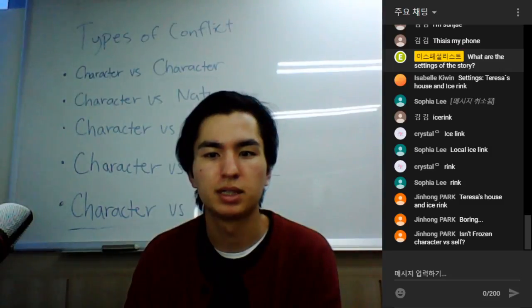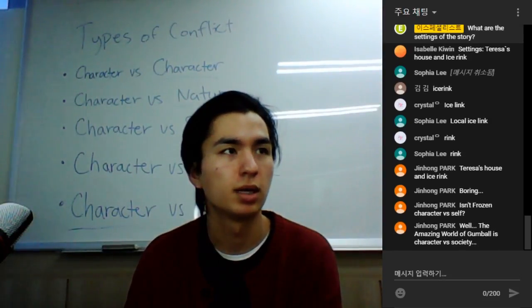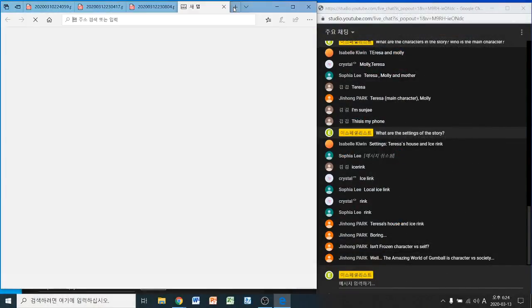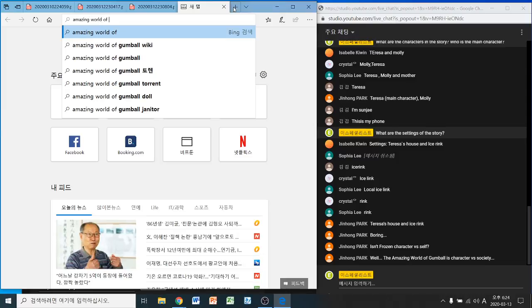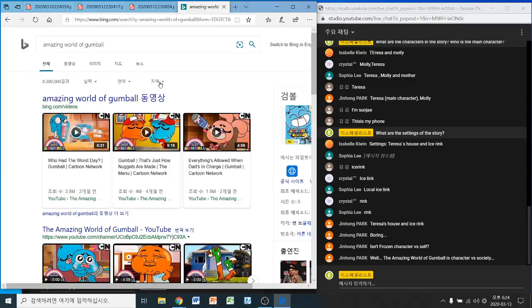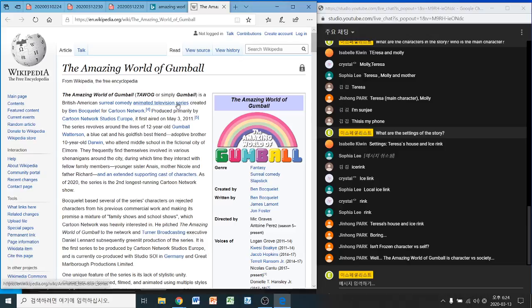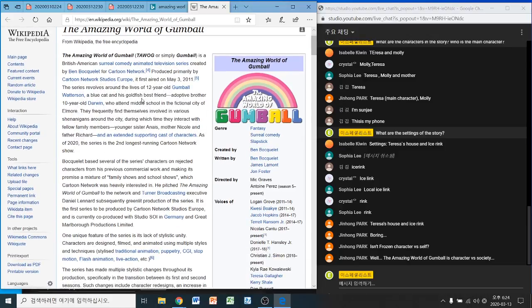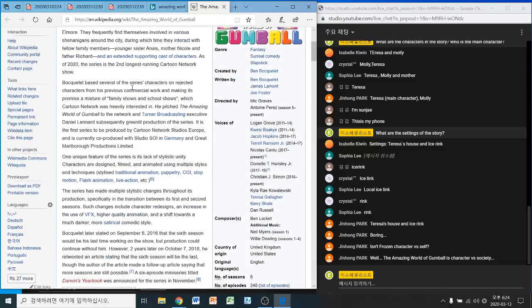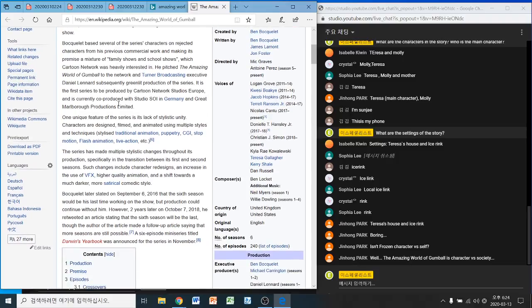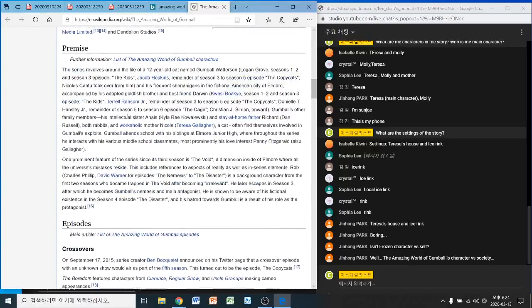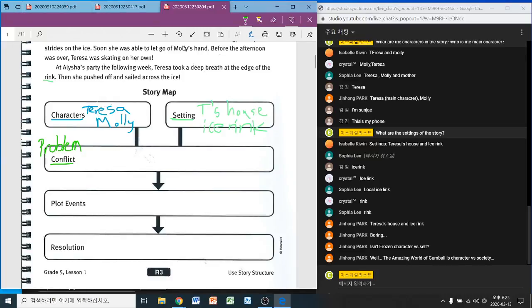So, as we're talking about this here, the Amazing World of Gumball. See, I don't know that. What's the Amazing World of Gumball? I'll have to look that up. Amazing World of Gumball. Everyone can see this. Ooh, what is this? This is absurd. This looks very silly. What is the Amazing World of Gumball? It's a TV series on Cartoon Network. 12-year-old Gumball and Goldfish best friend Darwin in middle school. The family. I don't know what the problem is. This is character versus society, Jinho? I don't know. Okay, I'll have to watch it. We'll see. Anyway, let's focus on this story here.